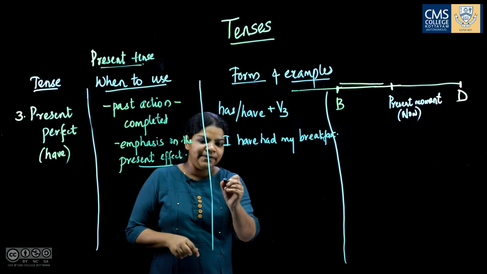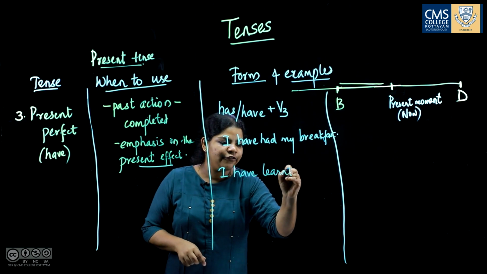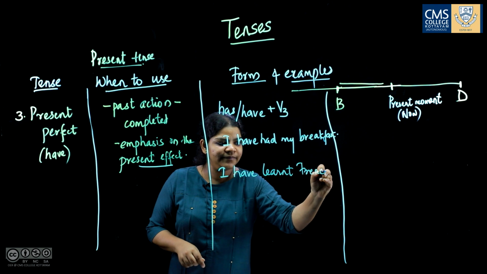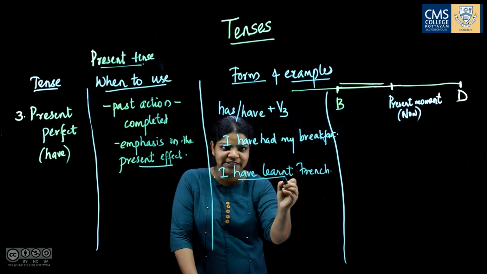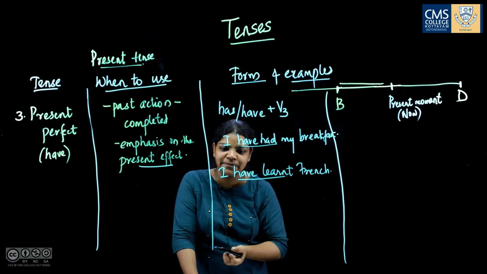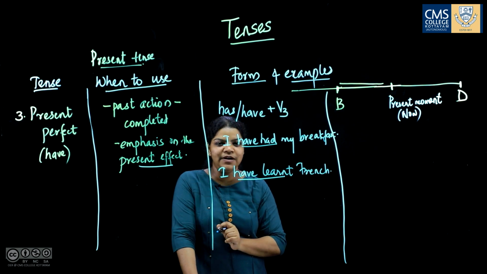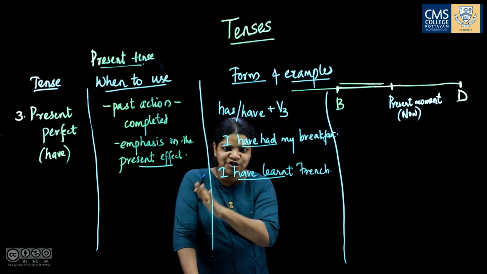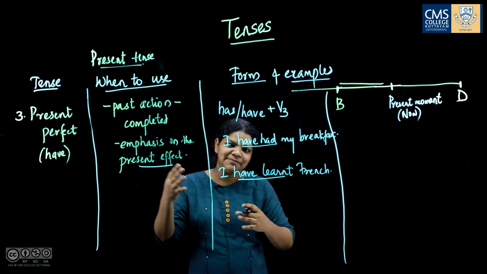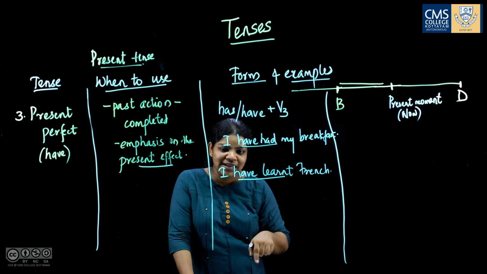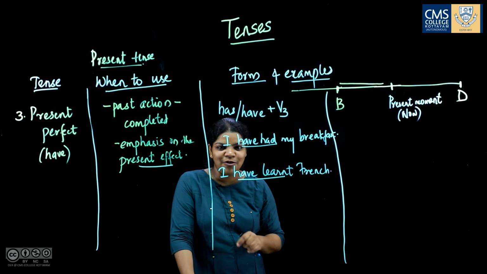Let's take another example. I have learned French. In this sentence, we have the present perfect form. Even in the previous sentence, we had the present perfect form. Here we have have plus the past participle form of the verb. Now this is a completed action. Okay, I have learned French. Okay, I did my French learning sometime in the past. But what is the present implication? The present implication is that I know French now.